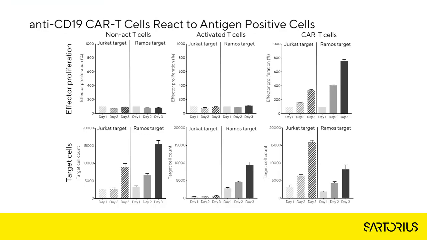When looking at the CAR-T data, we see significant CAR-T proliferation in the presence of the Ramos cell line, again suggesting the CAR-T cells are activating in response to the CD19 positive stimuli. A corresponding decline in Ramos cells compared to the non-activated control is also seen. These results further identify the enhanced activation that CAR-T cells are undergoing in the presence of their target cell.